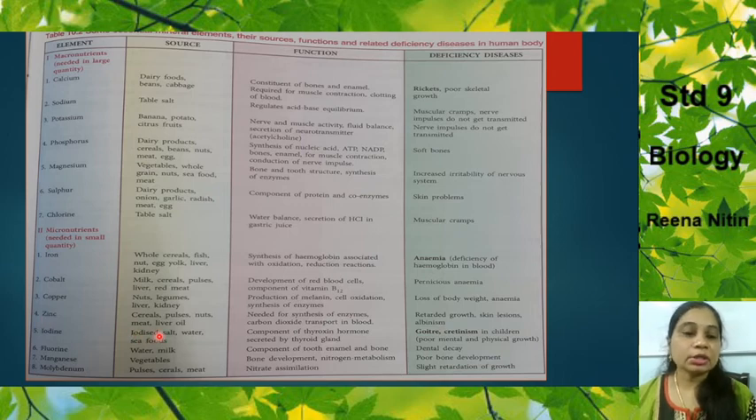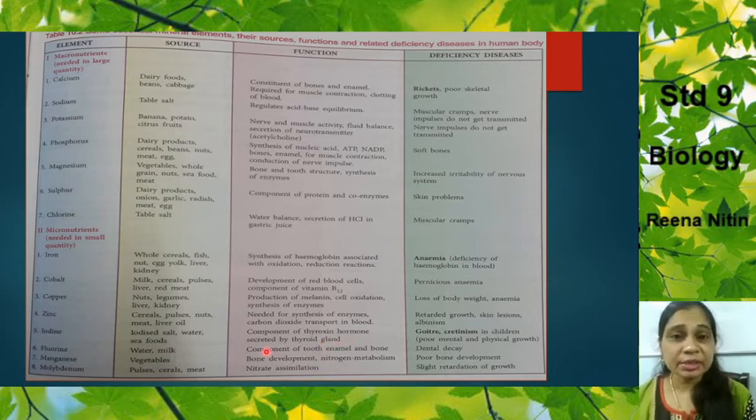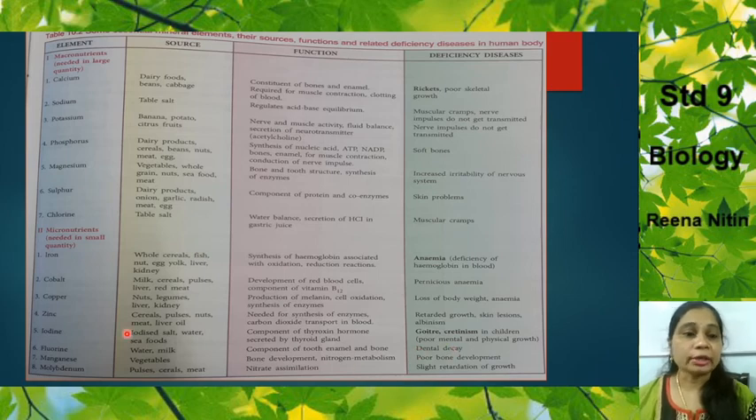Iodine is found in iodized salt, water, and seafoods. It is a component of thyroxine, a hormone secreted by the thyroid gland. Deficiency leads to goiter, again to do with the thyroid gland, and cretinism in children, that is, improper mental and physical growth of the child. Now we come to fluorine, found in water and in milk. Its function is for the tooth enamel and for the bones, and deficiency can lead to dental decay.